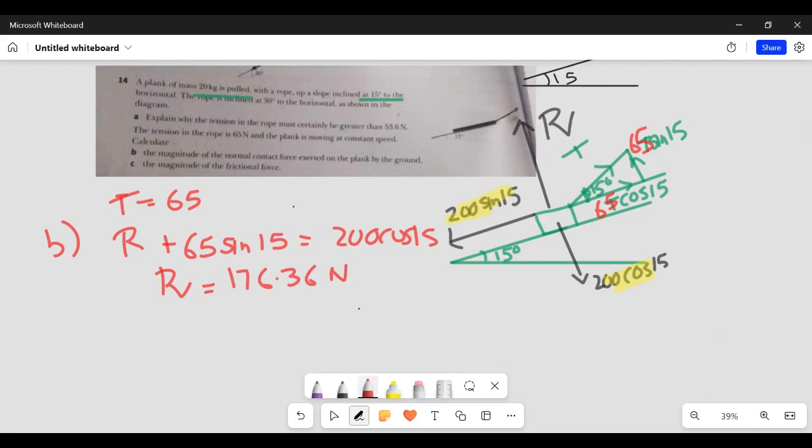Okay. Then it says, find the magnitude of the frictional force. So if it has mentioned friction, we need to draw friction in the figure. Where should it point? Up the slope, down the slope? Down. Okay. So since the object is being pulled upwards, we know that the friction opposes the motion. So it needs to be in this direction. We need to find this friction. So what equation should we use?